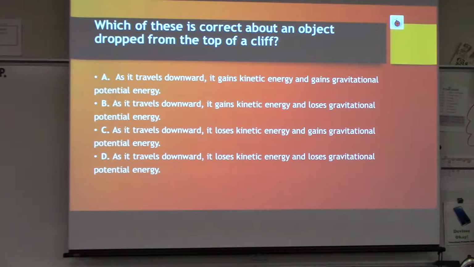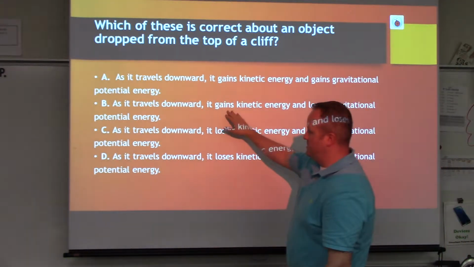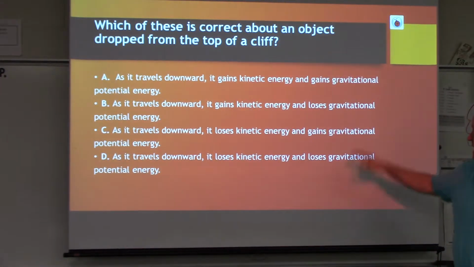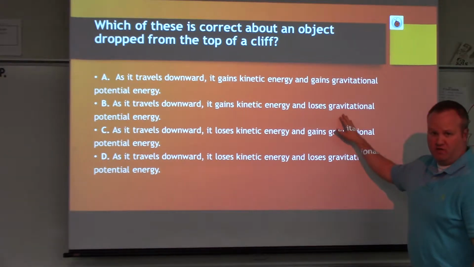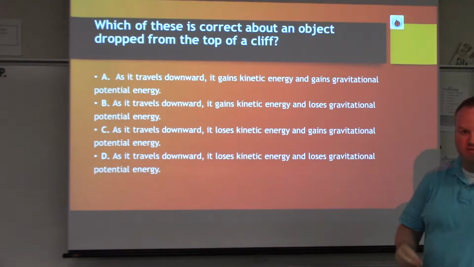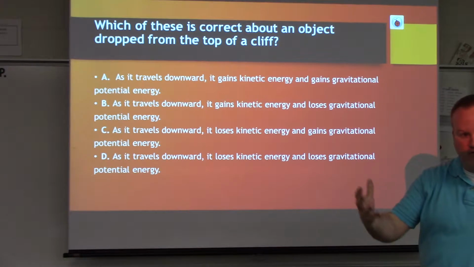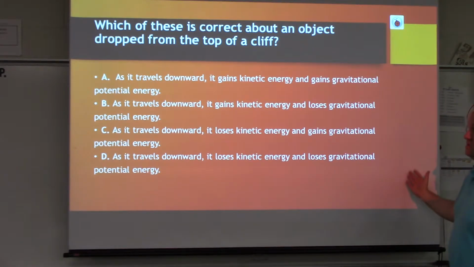So for this question, you should choose B as your correct answer. Because what B states is, as it travels downward, it gains kinetic energy and loses gravitational potential energy. So B is true for the simple fact that the kinetic energy is generated from the potential energy. One energy becomes the other energy type.